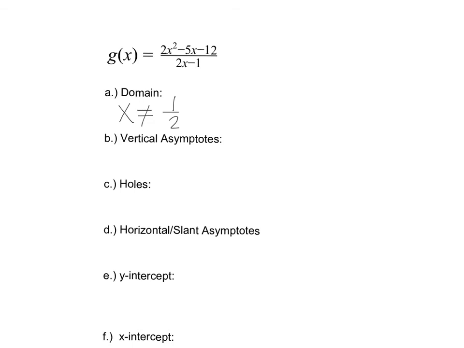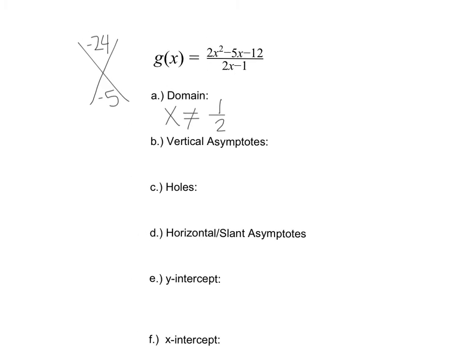So x cannot equal 1/2. Now in order to identify if we have vertical asymptotes or holes, we need to go ahead and factor that numerator. So I'm going to do that off to the side here. 2 times -12 is -24, -5. So we're looking for numbers that multiply to -24 but add to -5. And that is going to be -8 and 3.